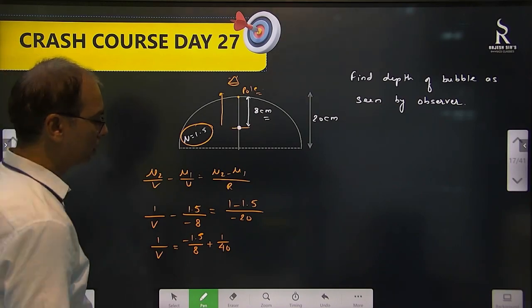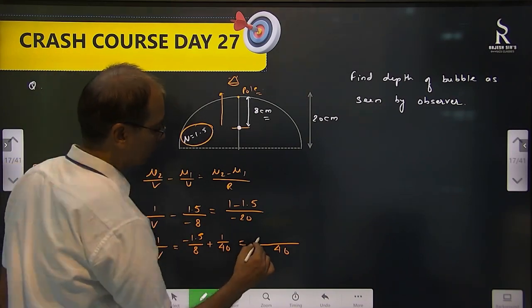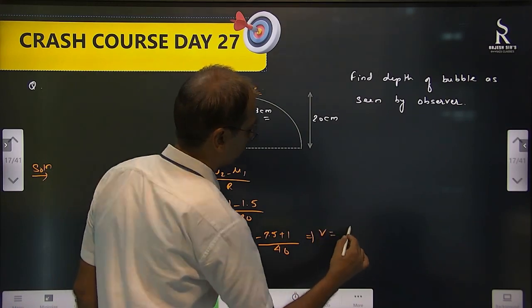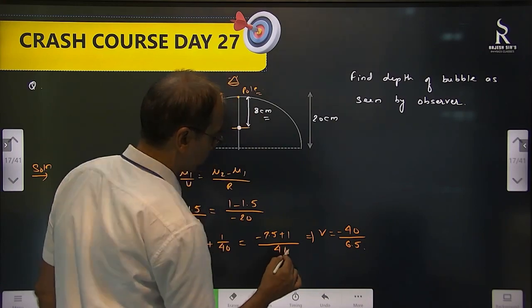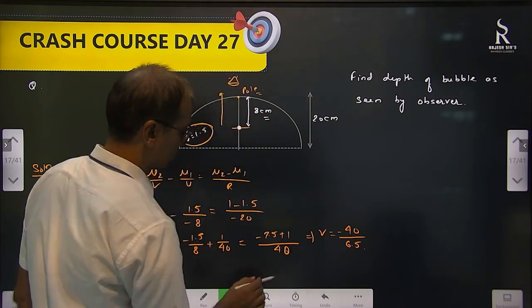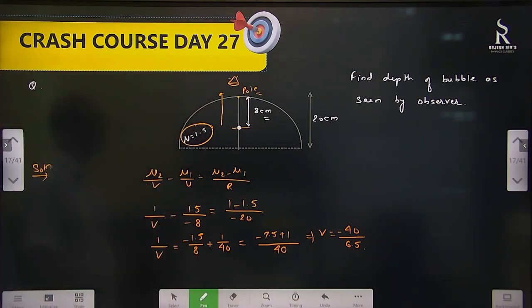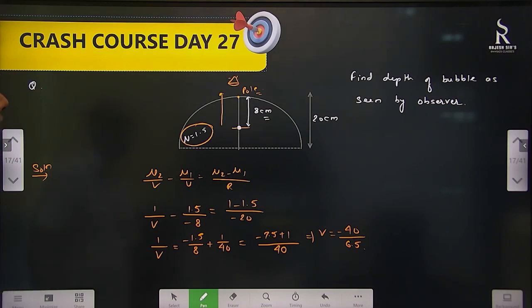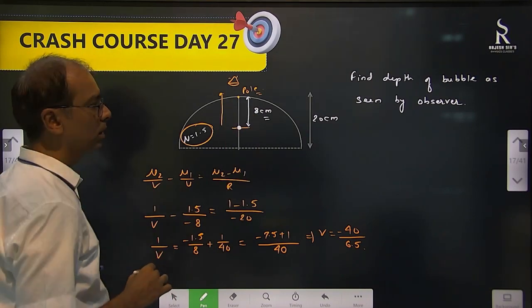Okay, we calculate this one. LCM is 40 only. So this is minus 7.5 plus 1. Okay, so the v value is coming 40 by minus 6.5. I think the calculation is correct, 40 by 6.5. Yeah. Okay, so that means v will be here only, down this side. Okay, somewhere here.